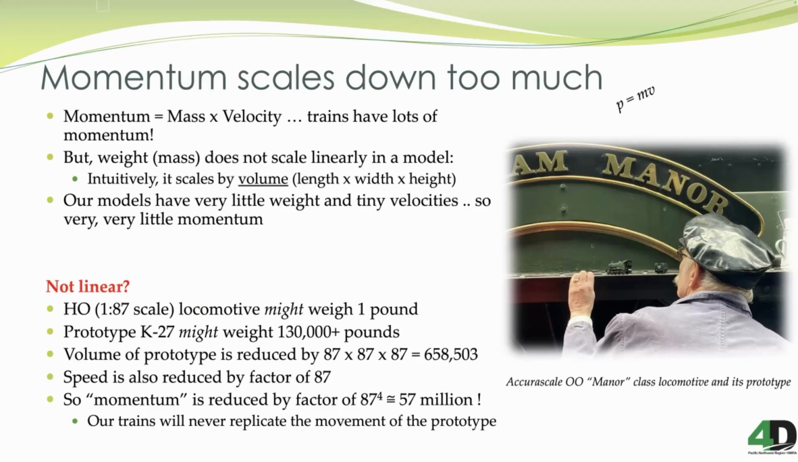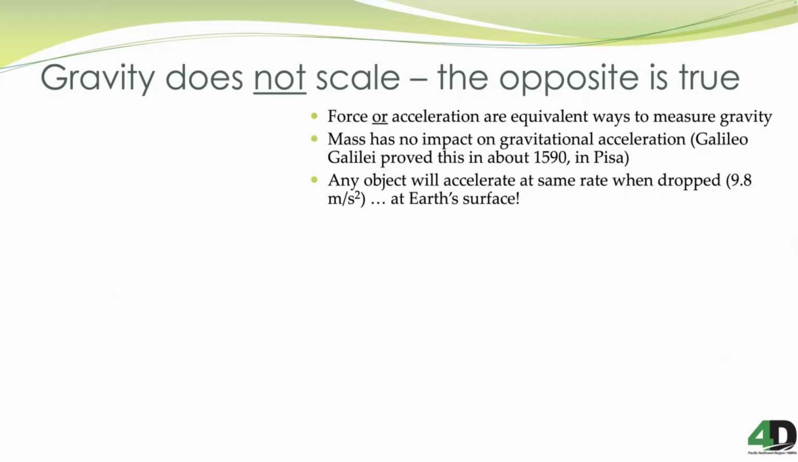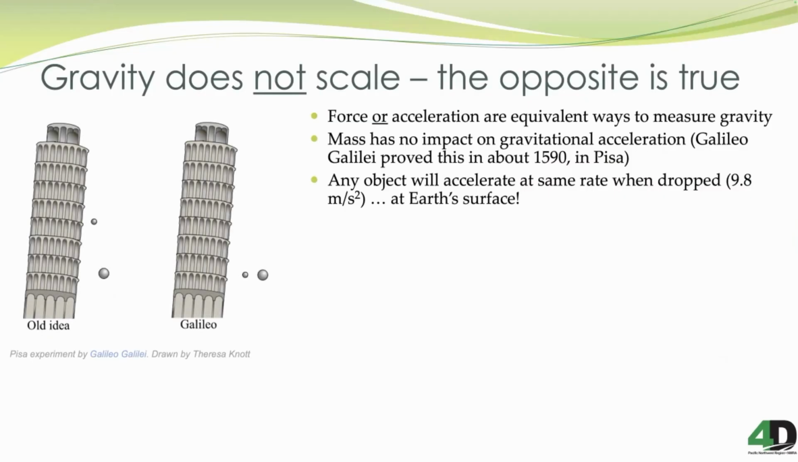And just an illustration here, I've got a picture of a British locomotive sitting on the side of its prototype. It's just how small they are compared to the real thing. It's just amazing that we'd like to think they run with the same amount of momentum, but they actually cannot. So our mass scale's too small, but gravity is the opposite.